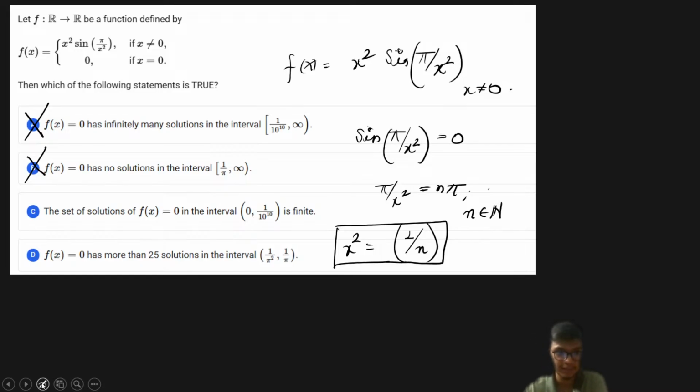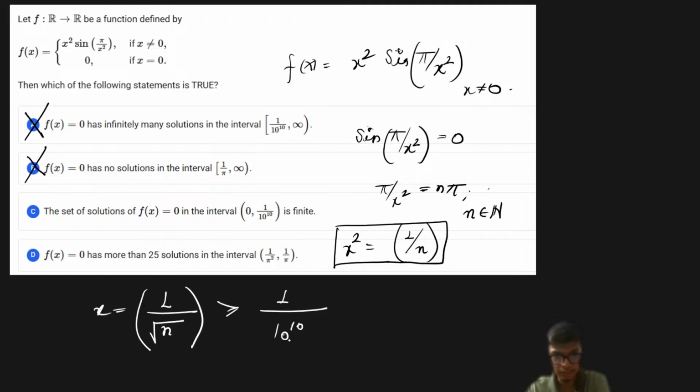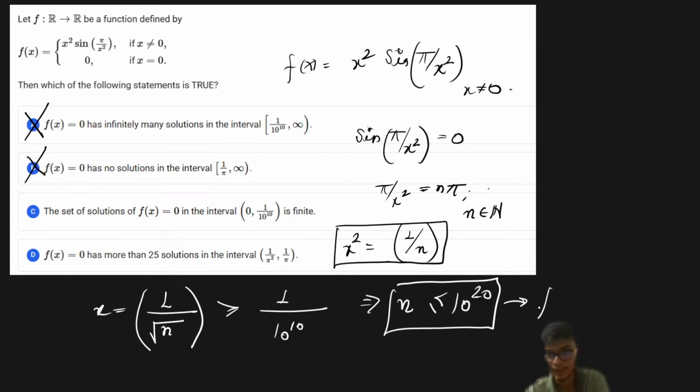therefore, if you try to analyze for the solution, that is 1 upon root n, that is basically x, right? So x is 1 upon root n, and if you try to analyze 1 upon root n for this first interval, that is 1 upon root n greater than 1 by 10 to the power 10, what we see over here is n is less than or equal to 10 to the power 20. That basically means that this is finite, okay? So this particular solution set is finite.